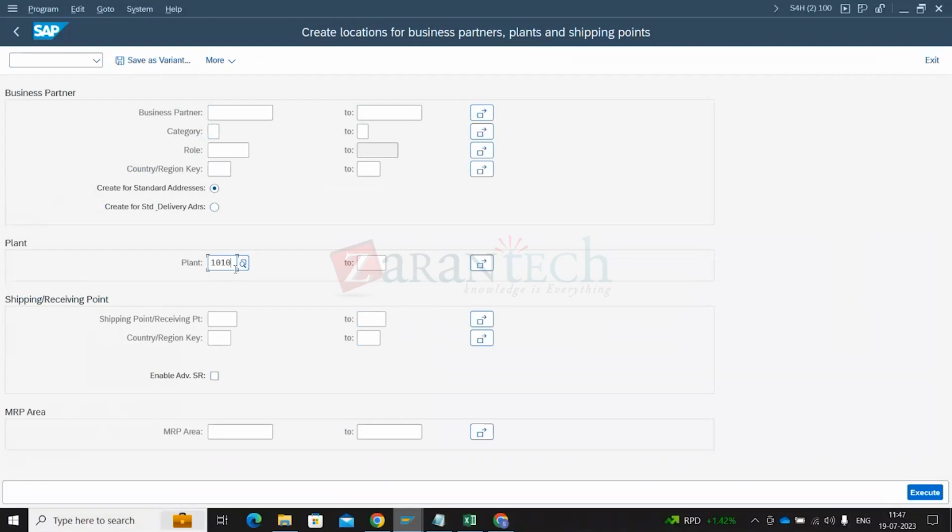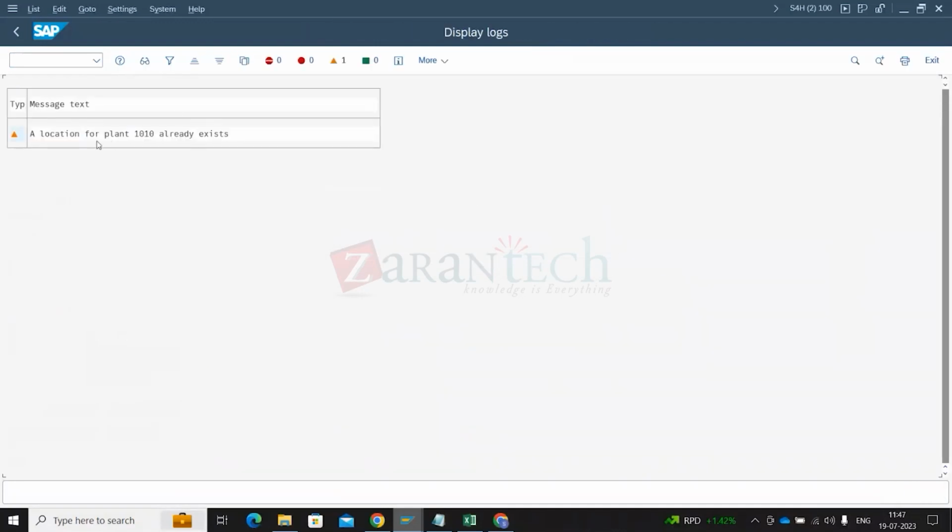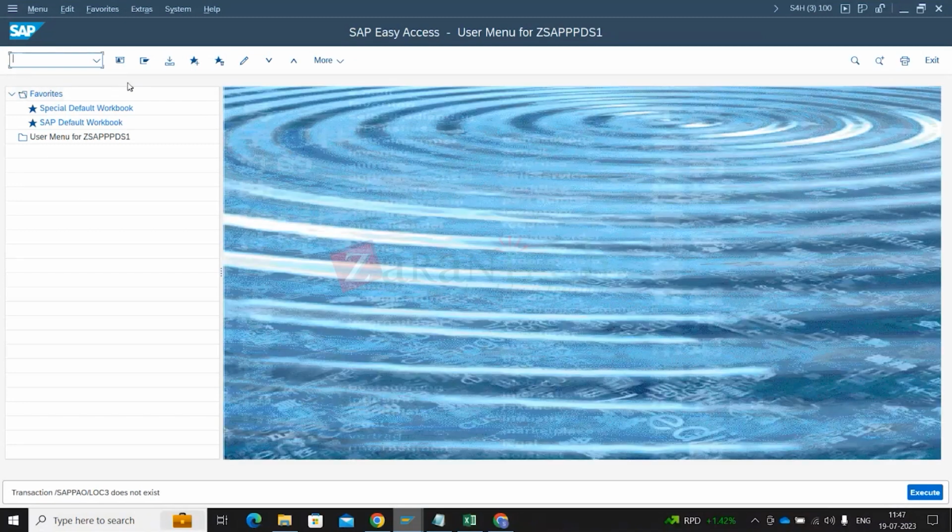Now I think this plant may have been already shipped to PPDS. So let's see what error comes. Okay, so the location for plant already exists in PPDS, so it just verified whether the plant is existing. And then you go to your regular transaction code called LOC3. What is it, LOC3 or LOC? Yes, /SAP/APO/LOC3.